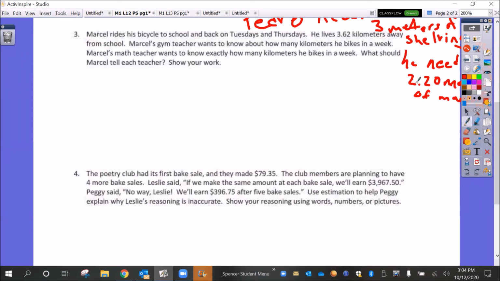So Marcel rides his bicycle to school and back on Tuesdays and Thursdays. He lives 3.62, or 362 hundredths, of a kilometer away from school. Marcel's gym teacher wants to know about how many kilometers he rides in a week. Marcel's math teacher wants to know exactly how many kilometers he bikes in a week. What should he tell each teacher? So we need to estimate and we need to find the exact. So let's set up the exact one.